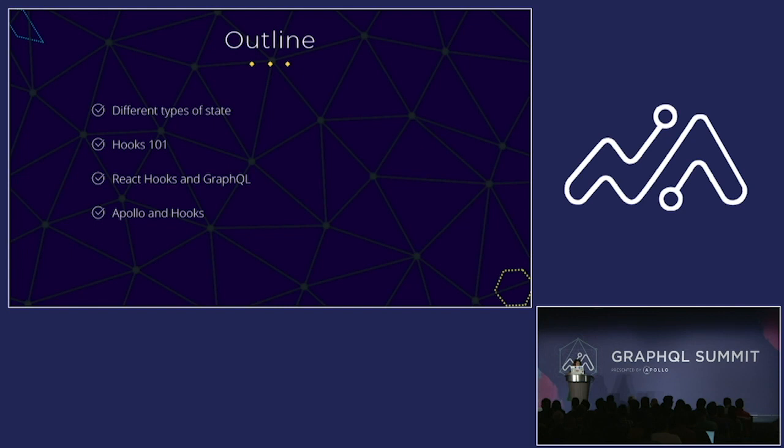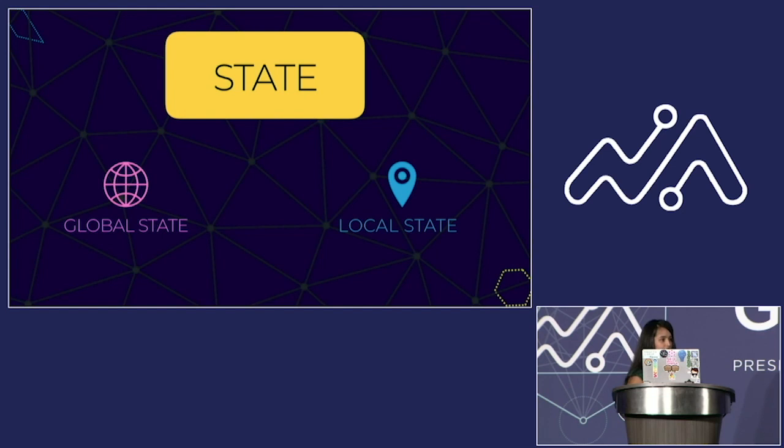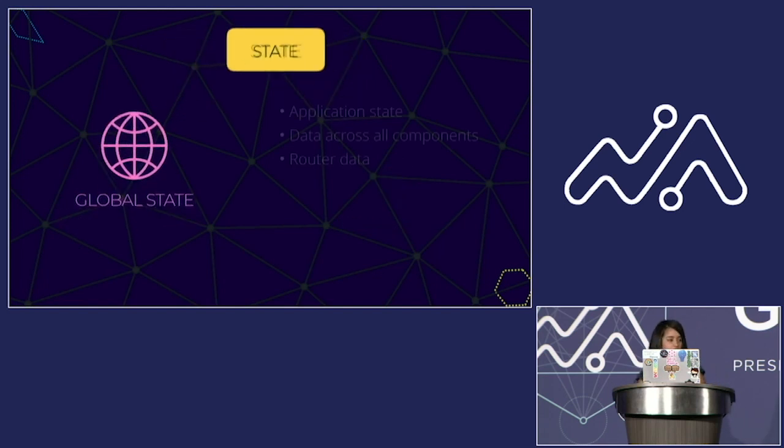So here's the outline of today. I'm going to be talking about different types of state. I'll give you a brief introduction of hooks. We'll talk about how to use React hooks along with GraphQL APIs. We'll talk about Apollo and hooks and the new Apollo hooks. So let's first talk about what are the different types of state. There's 2 different types of state in a UI application. There's global state and local state. Let's look at each of them.